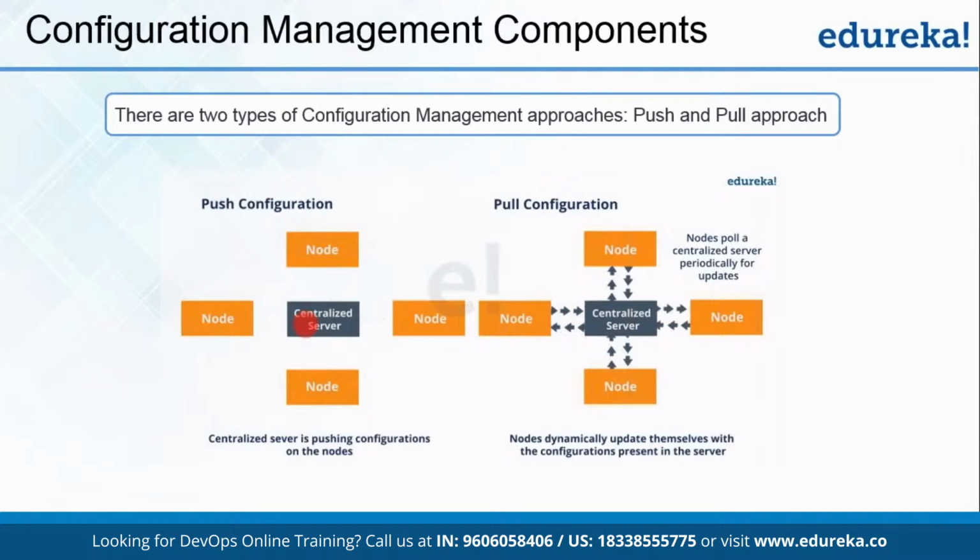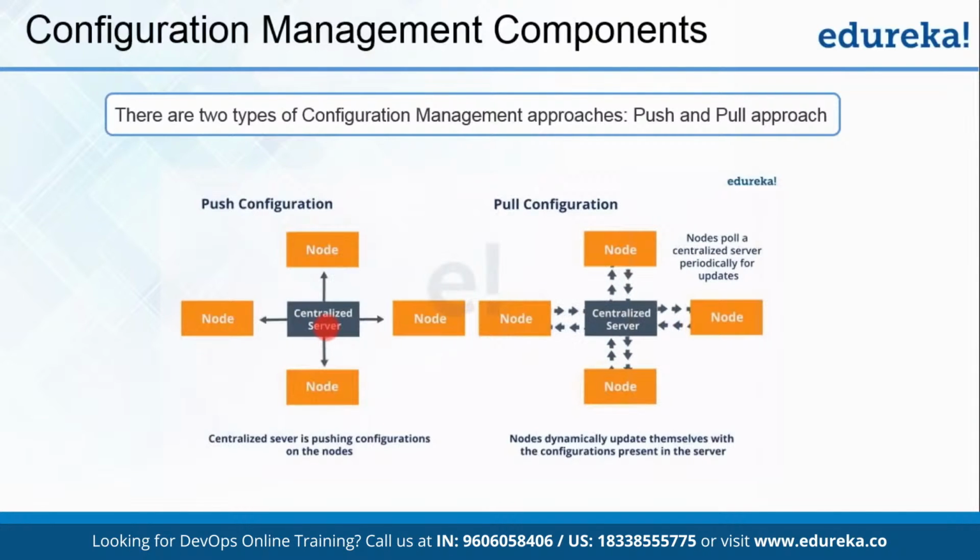In push configuration, there's one centralized server and it has all the configurations inside it. If you want to configure a certain number of nodes, say you want to configure 4 nodes as shown in the diagram, you push those configurations onto these nodes. There are certain commands that you need to execute on that particular central location, and with the help of that command, those configurations which are present will be pushed onto the nodes.